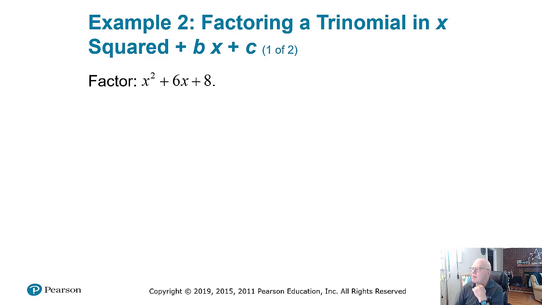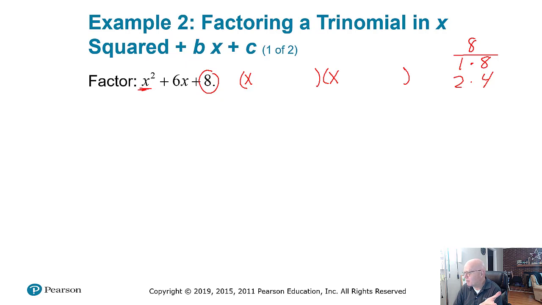So here's an example we can use for practice. First of all, we've got the 1x squared. The only way we can get that 1x squared is by having an x here and an x there. The only way. So you can put that in ink if you want to, provided it can be factored. And then you take the 8. Make a list. How could you get an 8? Well, it could be 1 times 8, or it could be 2 times 4. Those are the only ways.